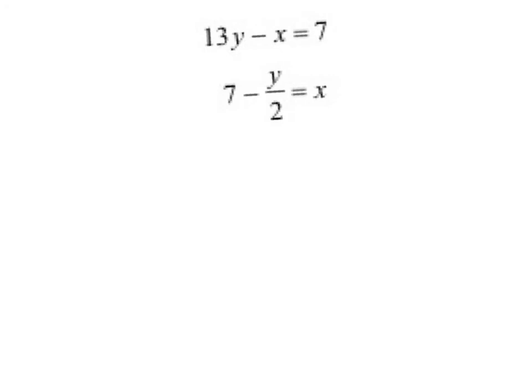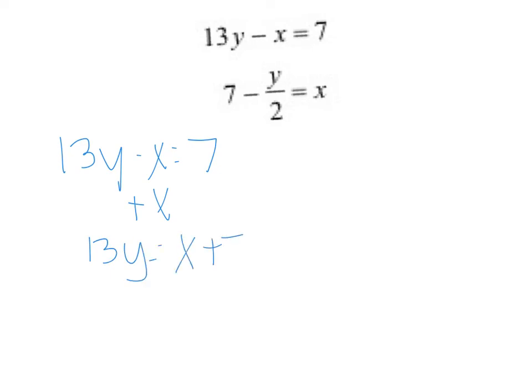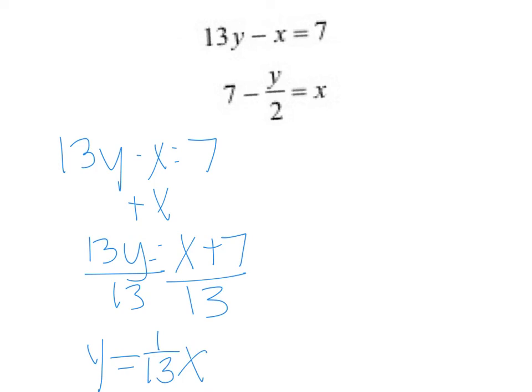All right, the next question, again, we need to get both equations solved for y. So starting with the first one, we have 13y minus x equals 7. I'm going to move the x to the other side. We get 13y is equal to x plus 7. Finally, we're going to divide everything by 13. Y is equal to 1 over 13x plus 7 over 13.